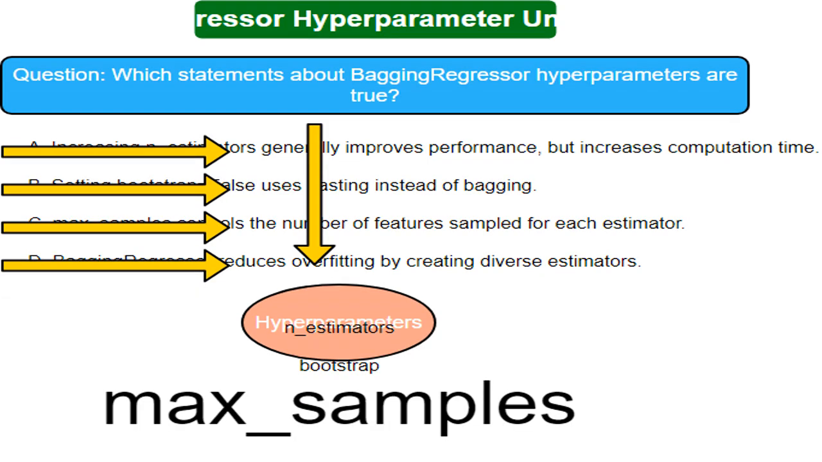This parameter specifies the number of samples, data points, to randomly select for each base estimator. It's crucial for controlling the diversity of the models in the ensemble. Note that it doesn't affect feature selection. That's controlled by the max_features parameter.